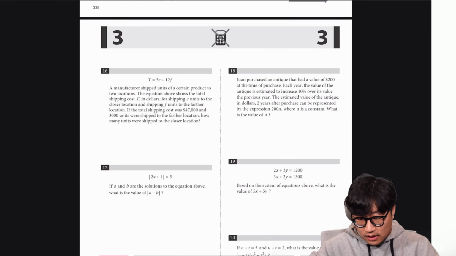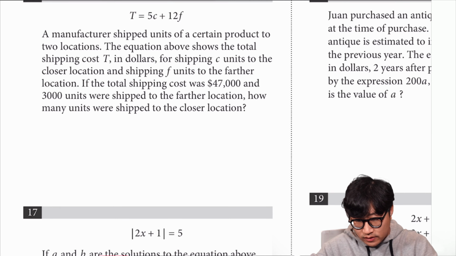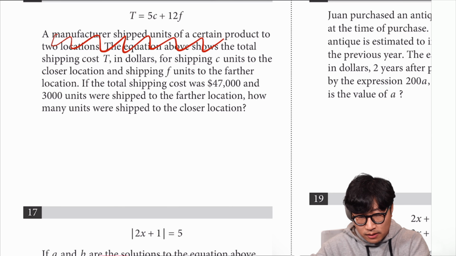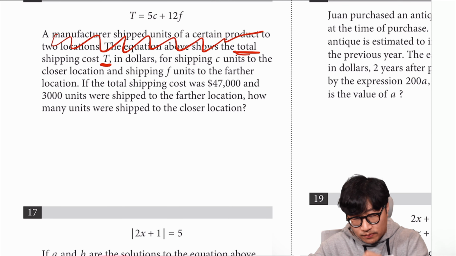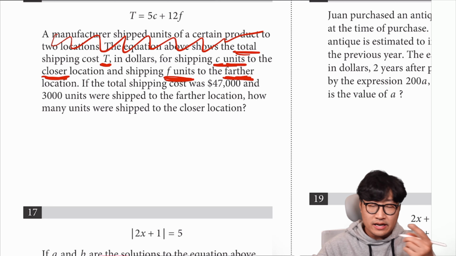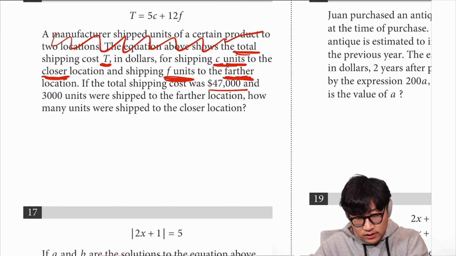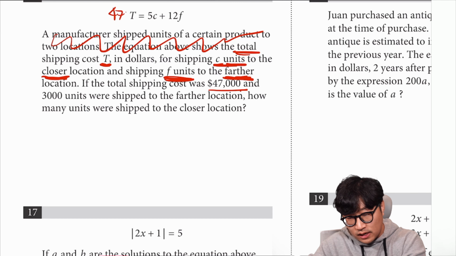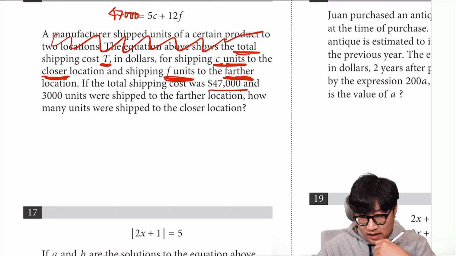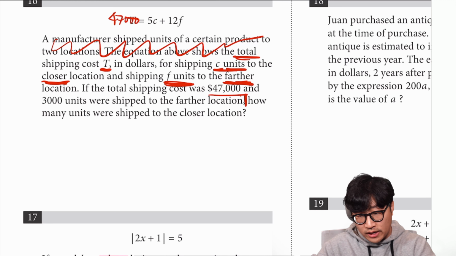Number 16. Manufacturer, this is way too long. So blah, blah, blah. Total is the T. And then C units to the closer location. F units to the farther location. Okay, I get it. C for the close, F for the far. If the total shipping cost was $47,000, so that'd be $47,000 for the T. And then 3,000 units were shipped to the farther location. See, F should be 3,000. So how many C's?